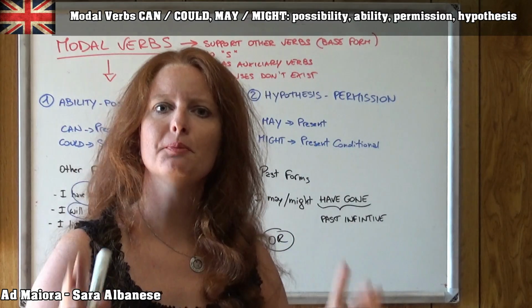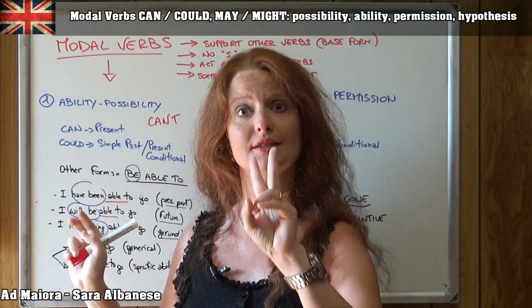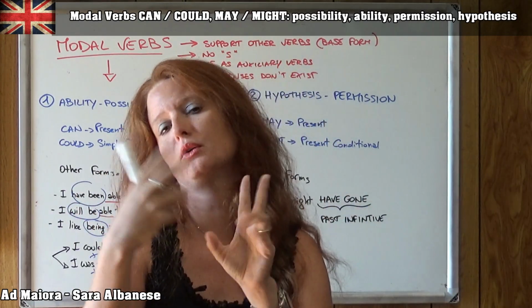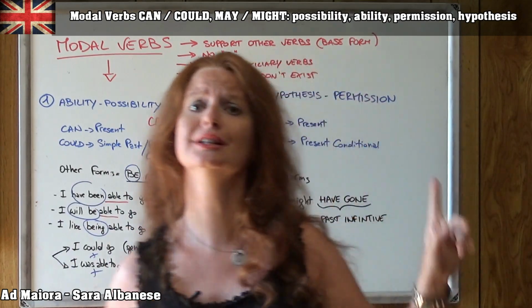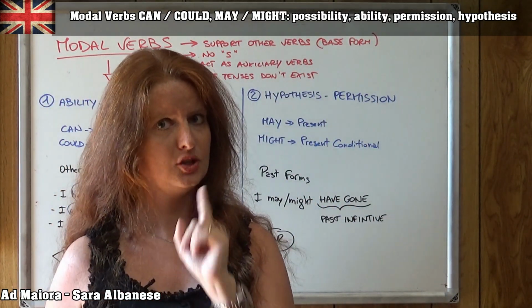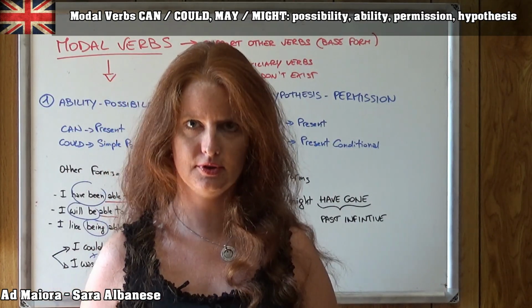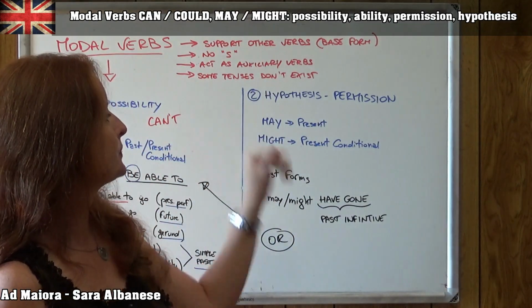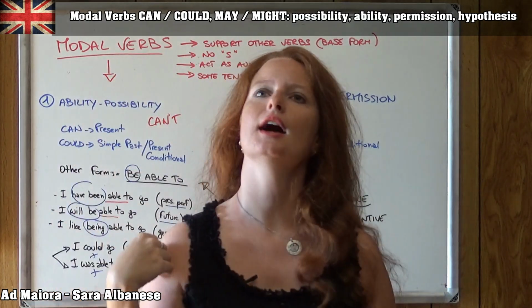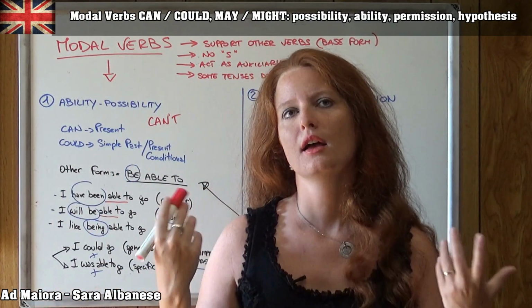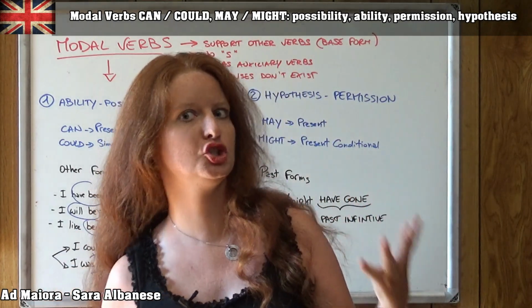Might, pay attention, isn't exactly like could, because could can express two tenses, simple past and present conditional. Might has just one tense, which is the present conditional. It doesn't have a simple past. So as for may, first of all, when I say hypothesis, I use may for predictions, when I imagine something but I'm not sure.